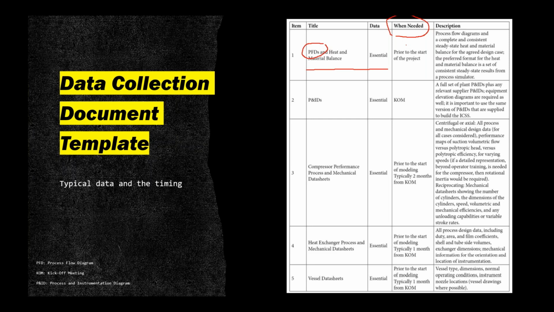And then the process and instrumentation diagrams, the P&IDs. This is essential. It is needed during the kickoff meeting, the KOM. So a full set of plant process and instrumentation diagrams, plus any supplier P&IDs. It must be a full set, with the relevant supplier P&IDs.